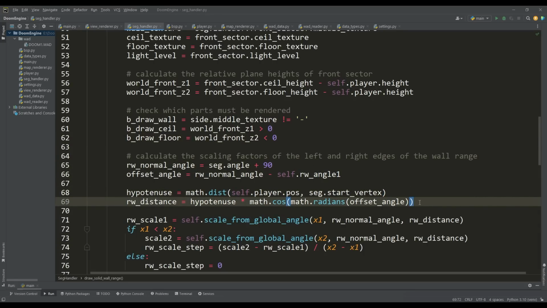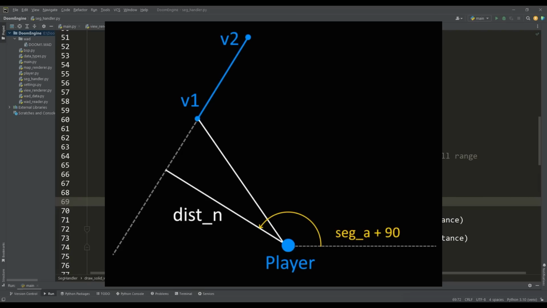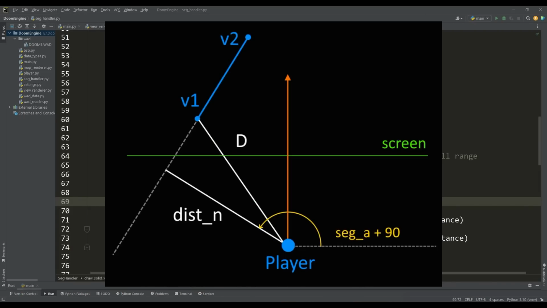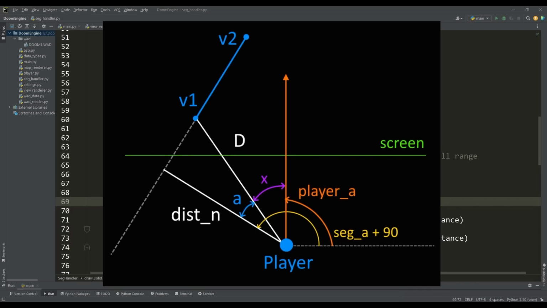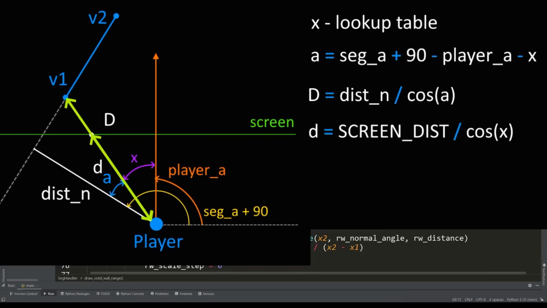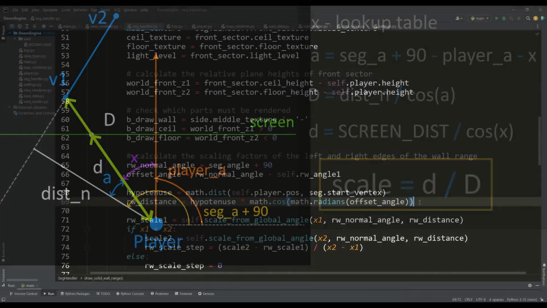And the most interesting and unexpected thing is that we need to recalculate the distance between the player and the vertex. This is our hypotenuse, but using only the angles in the found perpendicular distance, that is, we use the polar coordinate system. We again calculate the desired angle, but only take into account the direction of the player and the x-angle, which we find from the corresponding lookup table that converts the screen coordinates into an angle. And so we can get the two required distances and find the scaling factor.